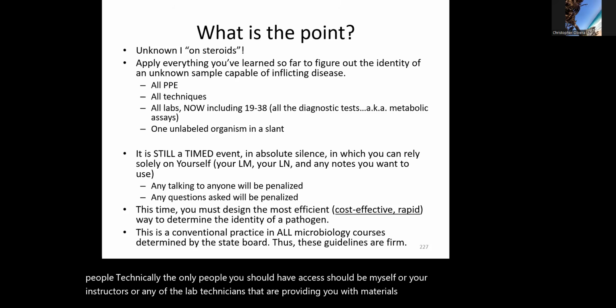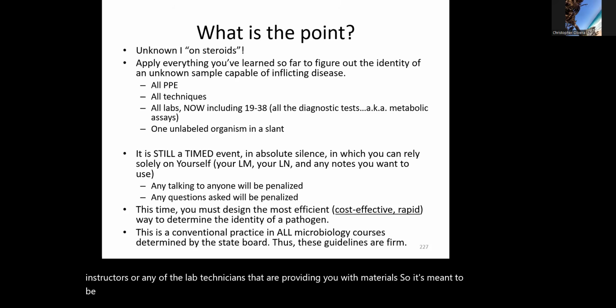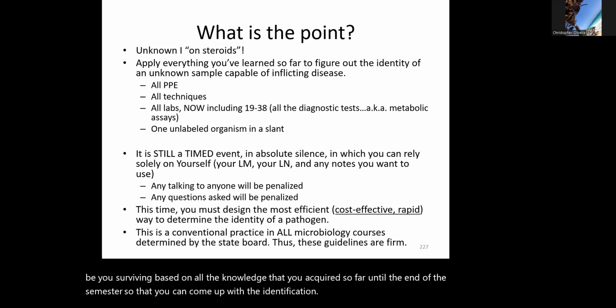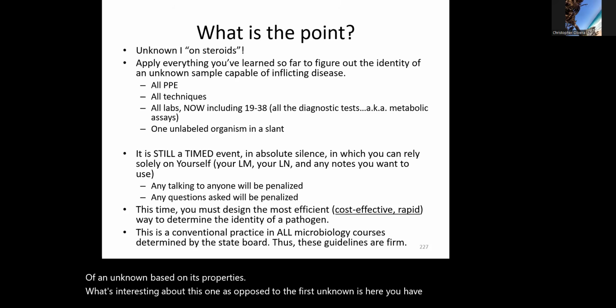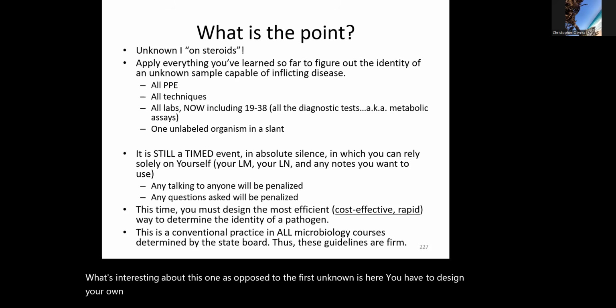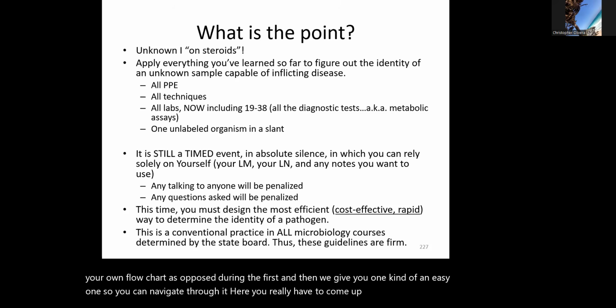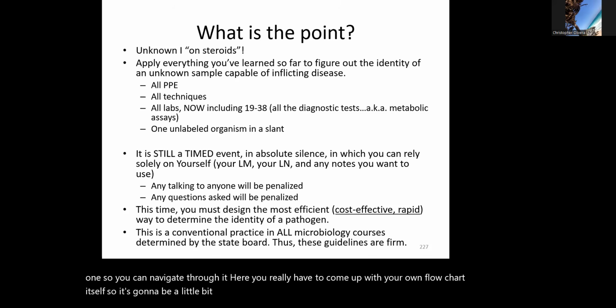So it's meant to be you surviving based on all the knowledge that you've acquired so far until the end of the semester, so that you can come up with the identification of an unknown based on its properties. What's interesting about this one, as opposed to the first unknown, is here you have to design your own flowchart. During the first unknown, we give you one, kind of an easy one, so you can navigate through it. Here, you really have to come up with your own flowchart. So it's going to be a little bit more complex, right?